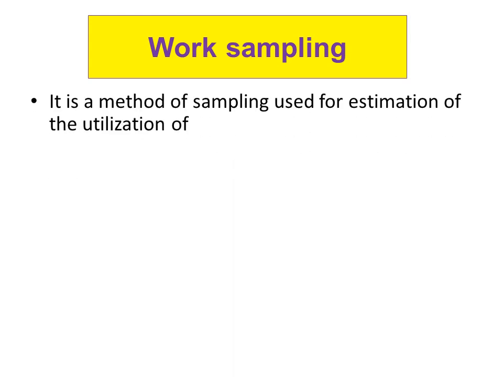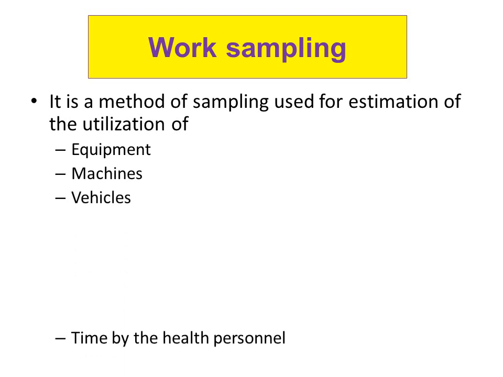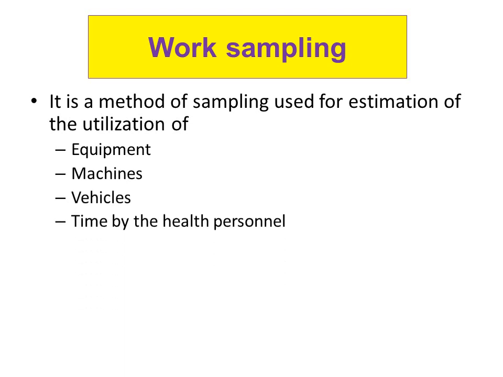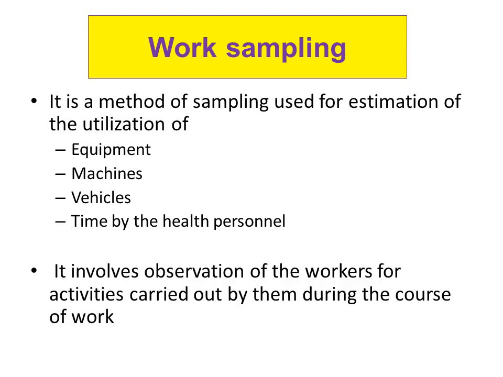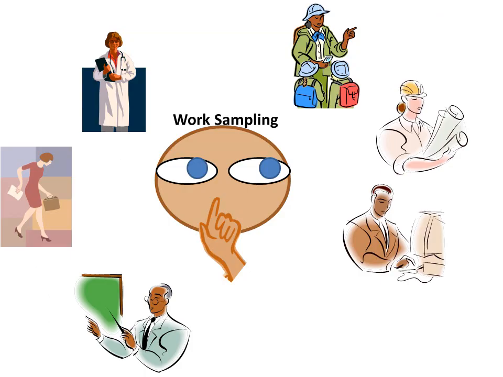Work sampling is the management technique used for sampling, for estimation of the utilization of equipment, machines, vehicles and time by health personnel. That is, whether they are being satisfactorily or optimally utilized or not. It involves observation of the workers for the activities carried out by them during the course of routine work. You can see that the manager or his observer is sitting quietly and observing the work which is going on routinely.